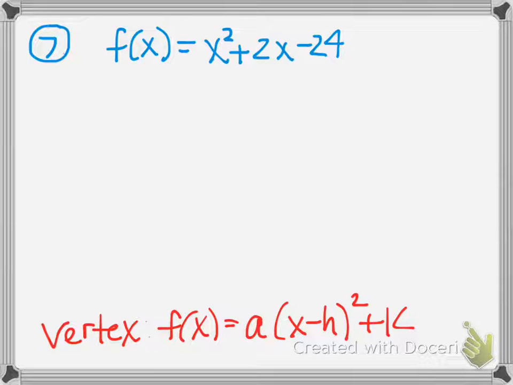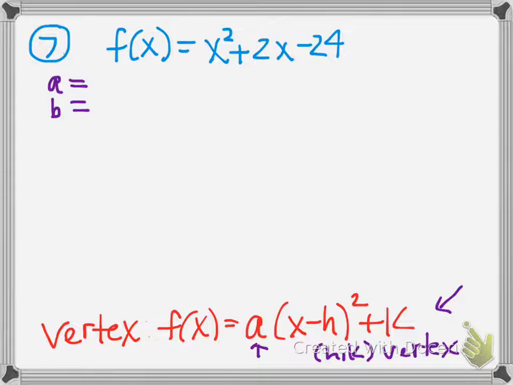So for number 7, we are given a quadratic in standard form and we're asked to convert to vertex form. So down below here I wrote the generic vertex form, so we need the vertex h comma k, and then we also need to identify a, so we could throw that number in front. So in order to find the vertex, it requires a formula for standard form.